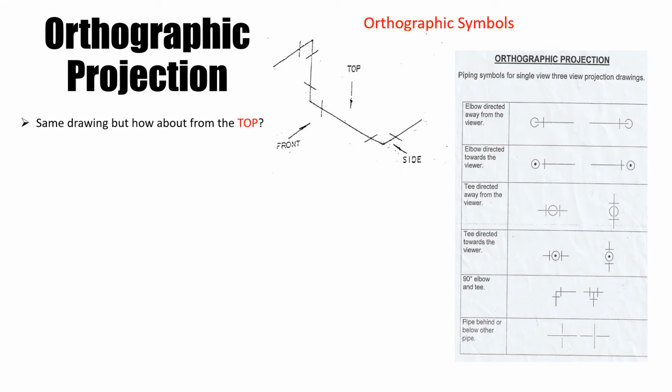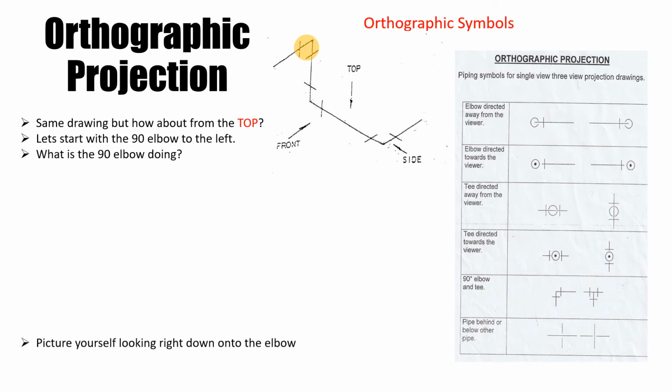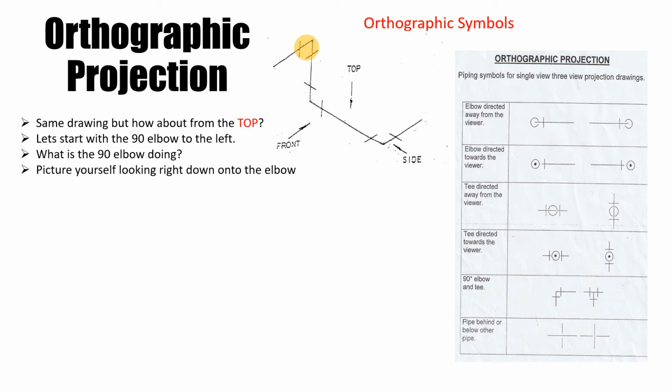So, same drawing from the top. Let's start with the elbow on the left. What's this elbow doing? Coming towards you, going away? Is it flat to you? So picture yourself hovering up in the clouds, looking down on this thing. What's it doing? This 90 is going away from the viewer.